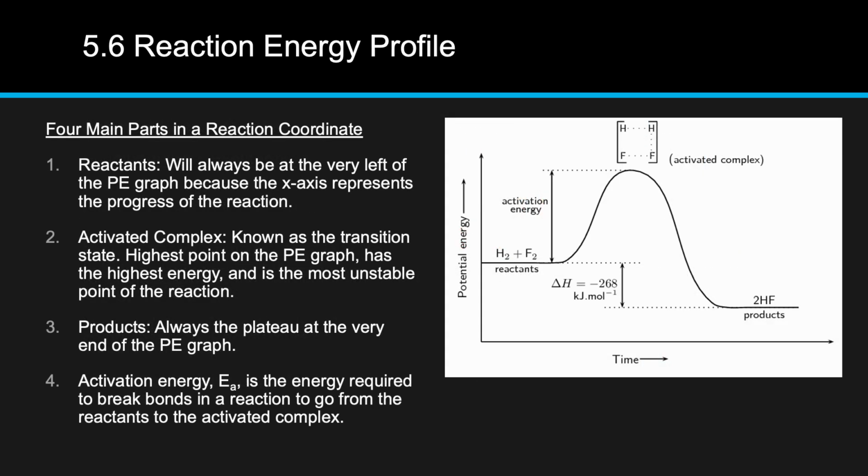There are 4 main parts of the reaction coordinate that you just have to keep in mind. Number 1, the reactants. They'll always be in the very left of the PE graph because the x-axis is going to represent progress of the reaction. Our activated complex is the peak of the graph. That is going to be the highest energy and the most unstable point of the reaction. Our products are always the plateau at the end, or to the right of the graph. And then our activation energy is the energy required to break bonds in a reaction to go from the reactants to the activated complex, which eventually then goes to our products.